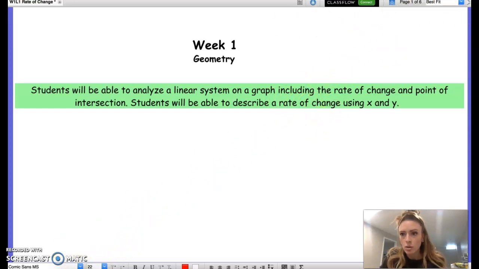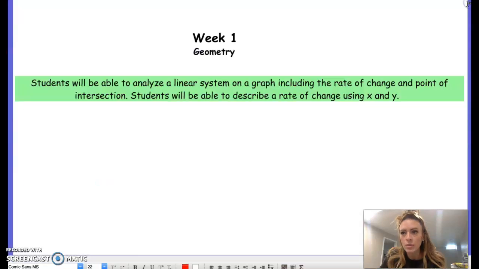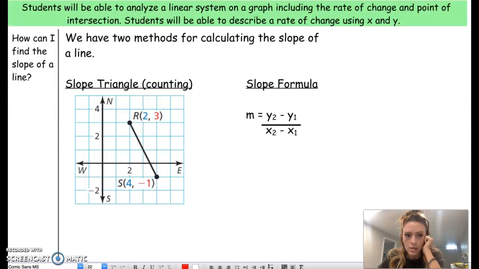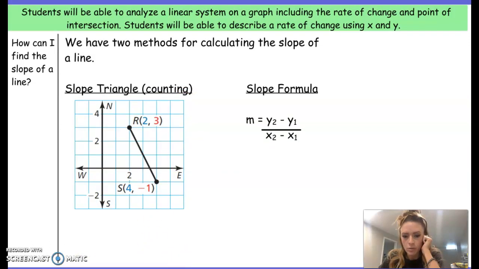All right, so I want you to pay close attention to the vocabulary and the language that we use when we talk about describing a graph. There will be a short little quiz at the end of this week, so make sure you're taking notes or however you want to remember this content today. All right, so how can I find the slope of a line? There are two methods. I hope you have heard of these methods before, but if you have not, that's okay. We're going to go over them anyway.